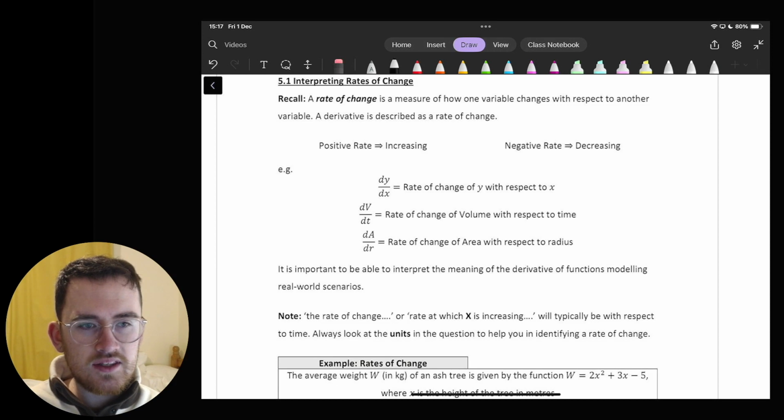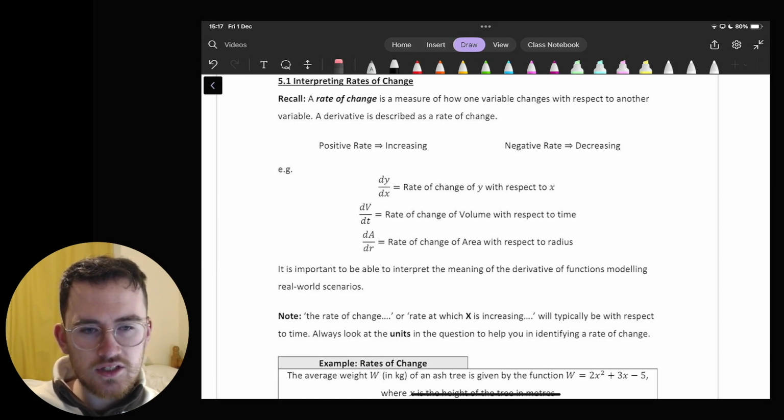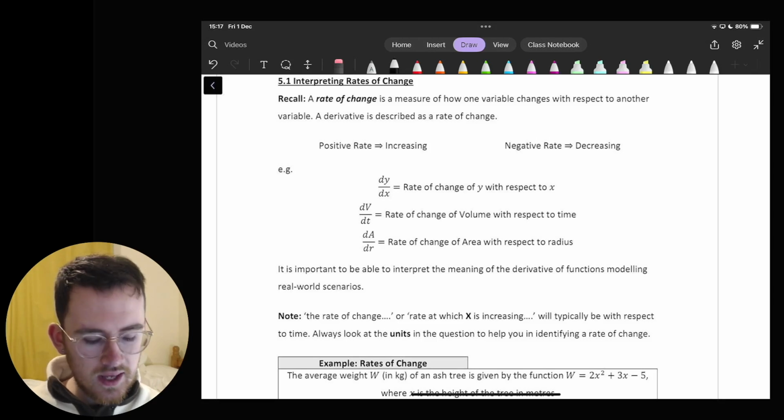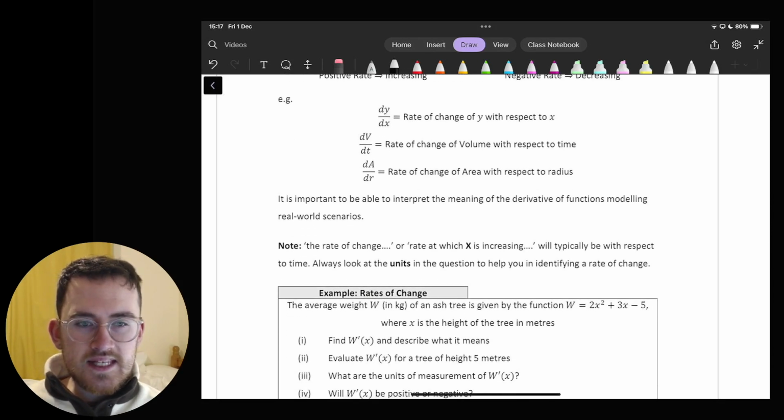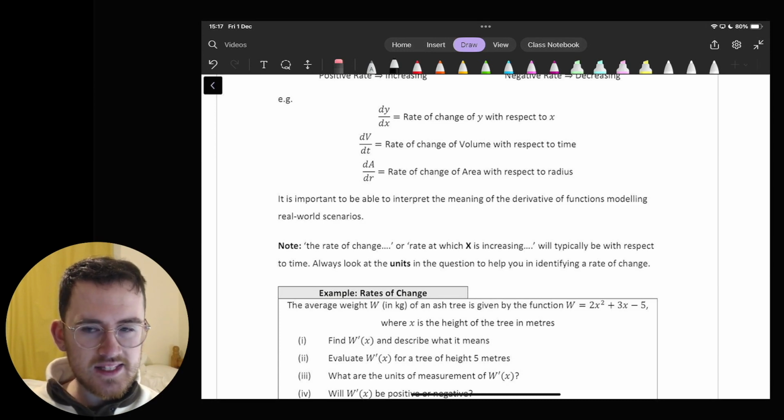So if I'm looking at the volume with respect to time, and I find dv dt, I can comment on what that means and what it might mean if it's a particular value, or if it's positive, or if it's negative. The other thing to note is in some cases it'll just be said the rate of change, or the rate at which such and such is increasing. And that's typically with respect to time. They mightn't always specify that it's with respect to time. But generally, if it's not said, rate of change of something is probably with respect to time.